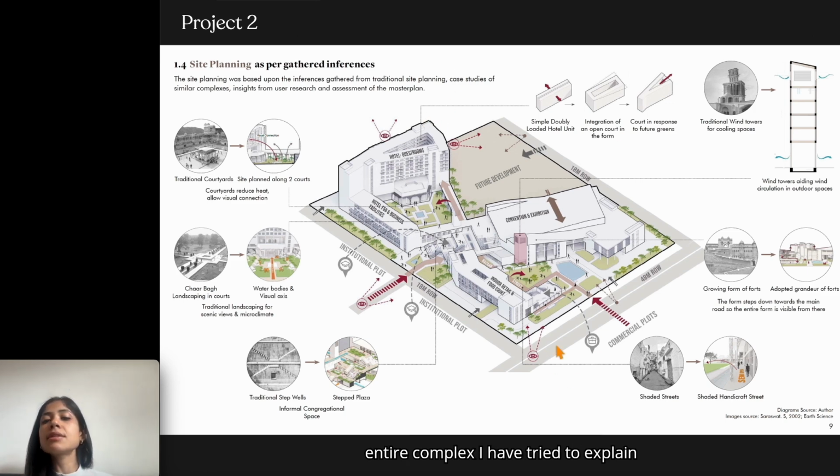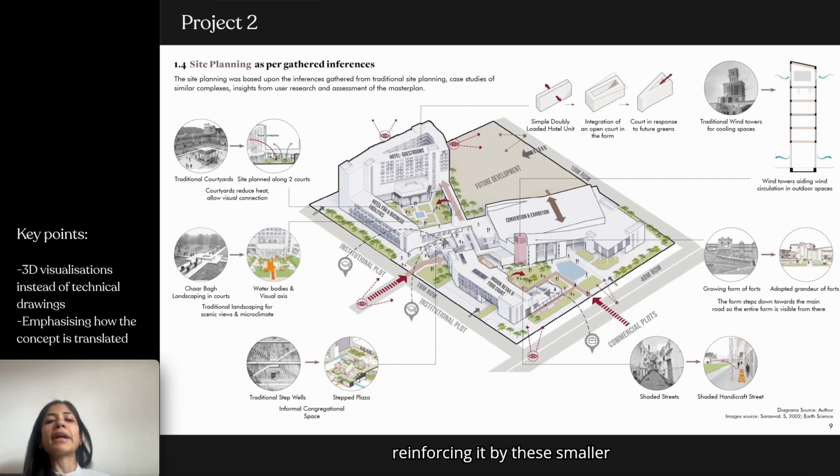Also, within this entire complex, I've tried to explain each aspect of it through easy to understand line diagrams or images, and at each stage, I tried to explain how I'm translating the concept which I had in mind, which was of using traditional elements in a more contemporary way, by highlighting each of the features of the project. So I'm trying to show that the concept that I had in mind is being translated, reiterating and reinforcing it by these smaller visualizations. And this is what the entire complex, once I had done the previous background work of it, looked like.